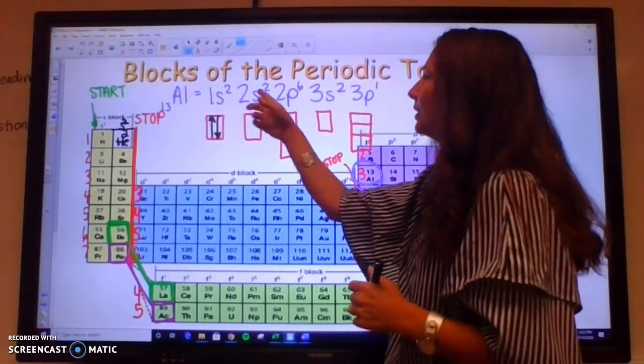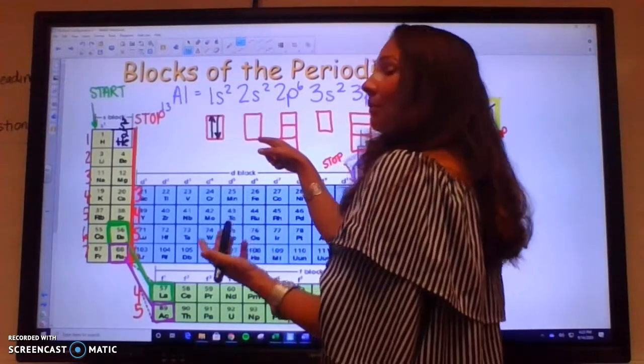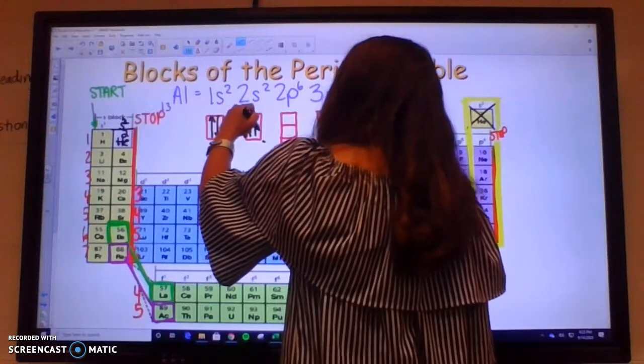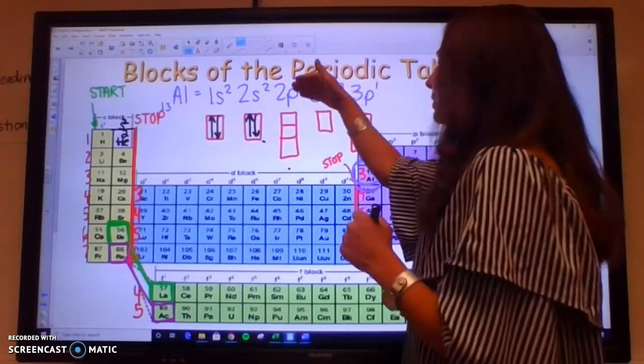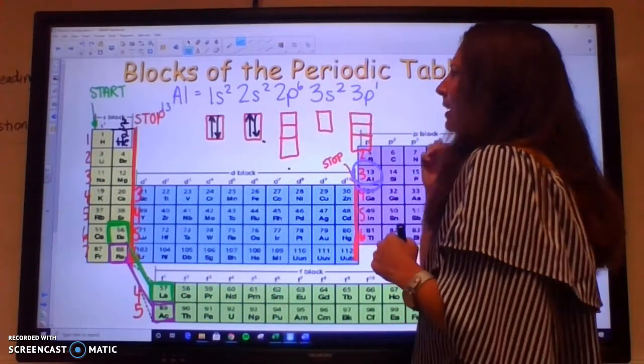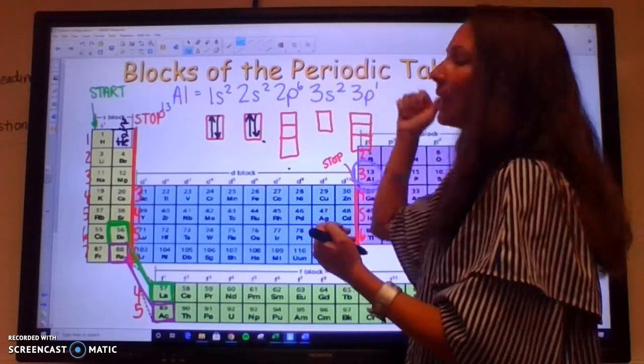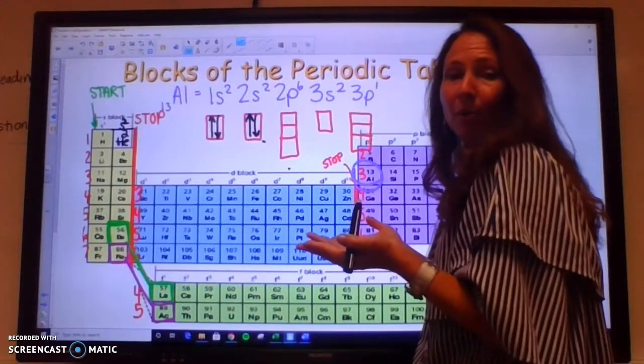So that's 1s2. The 2s2, we've got our one box for an s orbital, and then we have 2 electrons. Then we get to a p orbital, and the way we fill this up, there's actually 3 boxes and 6 arrows, so it's really going to be 2 arrows per box.